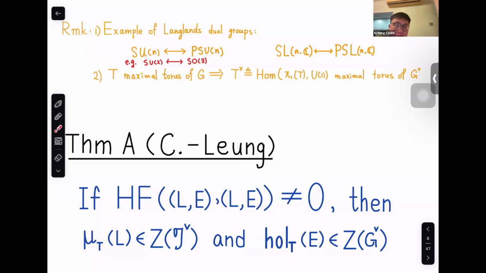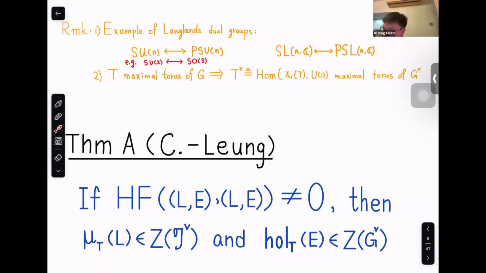An important fact about the Langlands dual group is that if T is a maximal torus of G, then we can consider the dual torus, which is the set of homomorphisms from pi_1 of T to U(1). Then T check will be a maximal torus of G check. In the theorem, the holonomy here is in fact an element in T check, and T check is a subset of G check. So it makes sense to say whether the holonomy is an element of the center of G check.